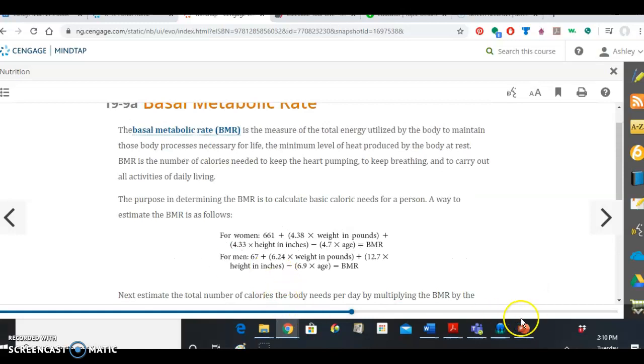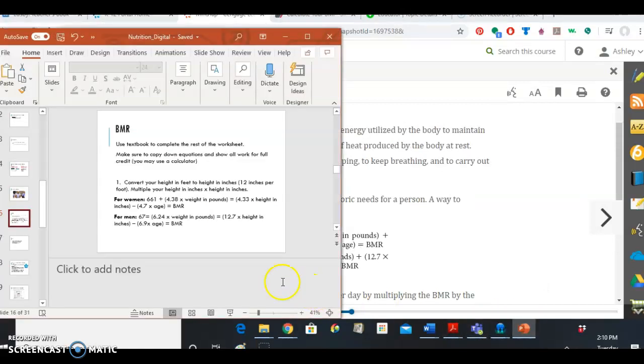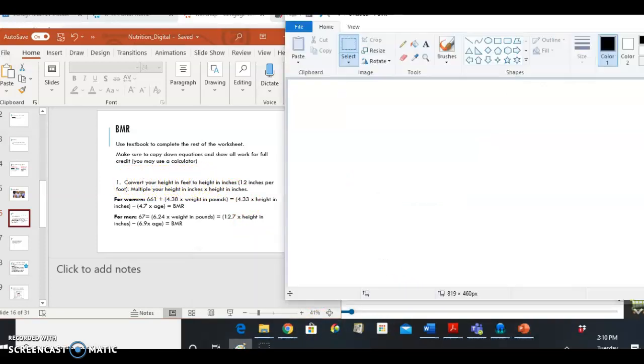And so if we go back to the PowerPoint, I have the equation here. I just want to see if I can show you this. Sorry, my writing is going to be a little bit bad. But the first thing you need to do is get your height in inches and estimate it. If you have a tape measure, great. If you don't have a tape measure at home, you can have somebody measure you, or you can just kind of estimate that.